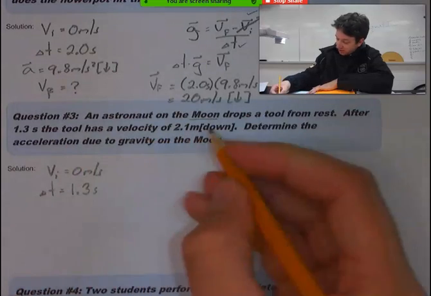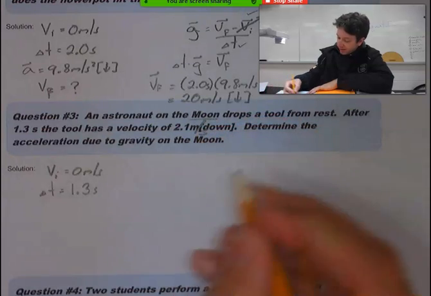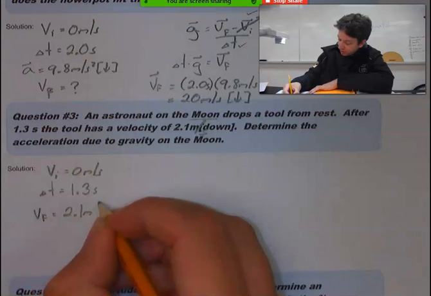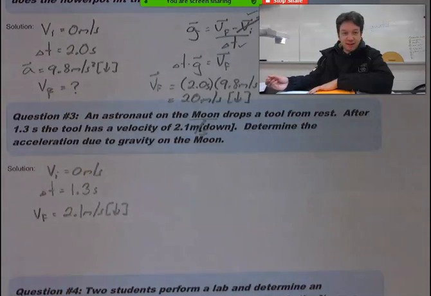the tool has a velocity of 2.1 meters down of velocity. Oh, that's a mistake. It should be 2.1 meters per second down. So final velocity is 2.1 meters per second down. Determine the acceleration due to gravity on the moon.